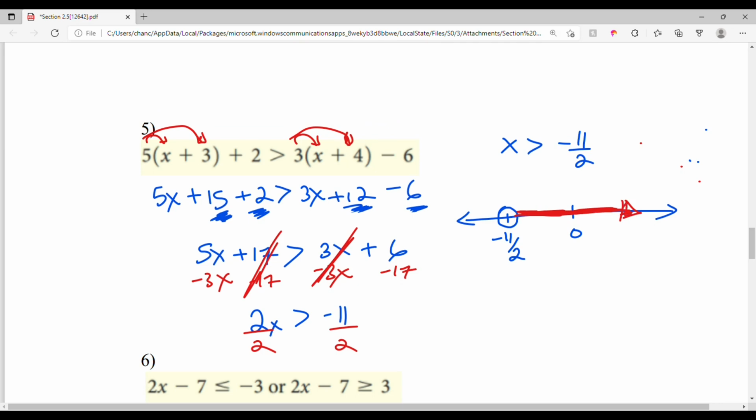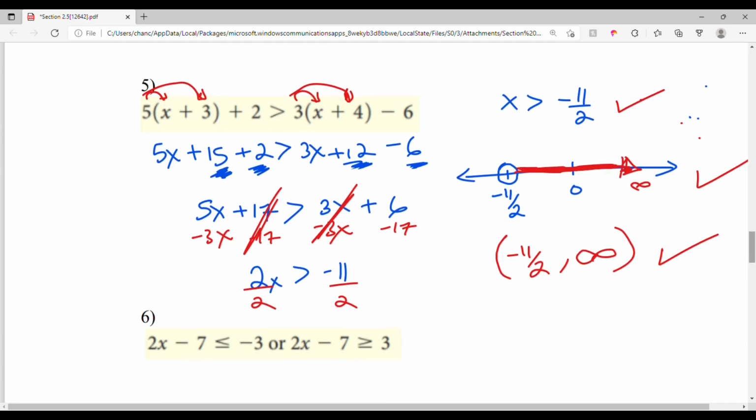The interval notation is a parenthesis, negative 11 over 2, comma. It goes to the right towards infinity, so we'll put the infinity symbol. That's our graph. That's our interval notation. And this is our solution in inequality form. So these three solutions, they mean the same thing, it's just in a different form.